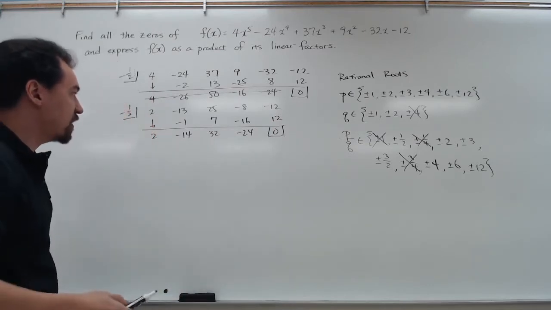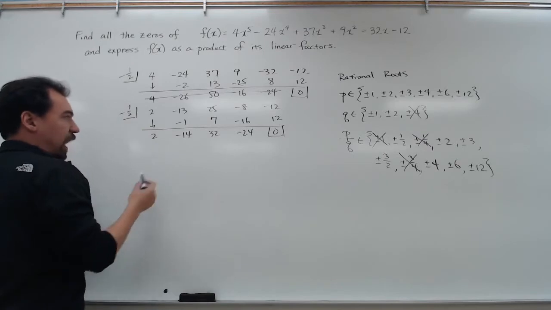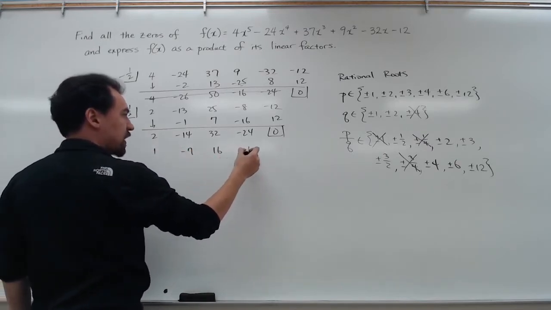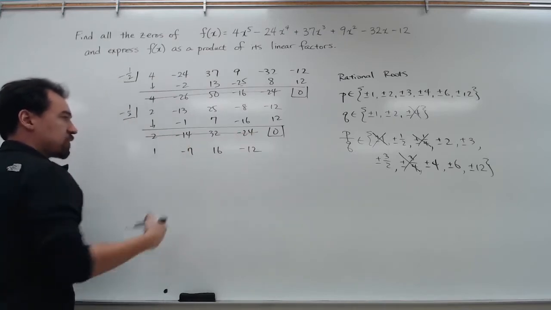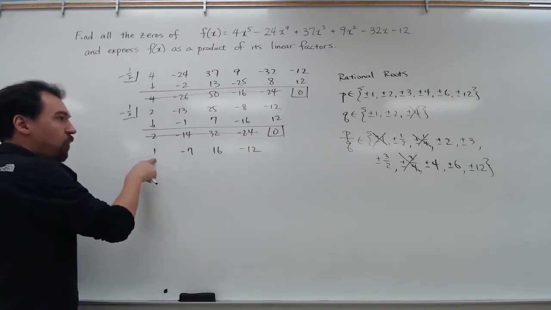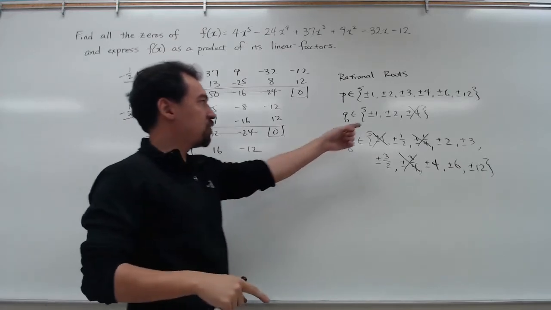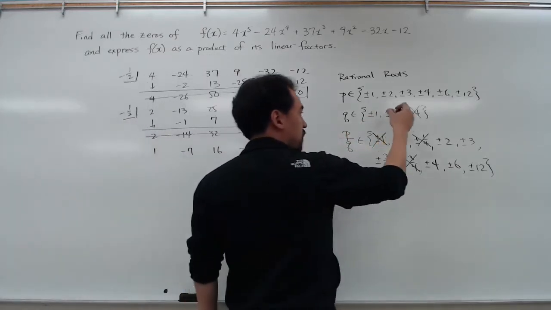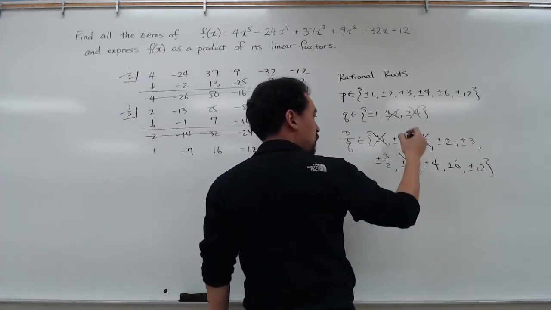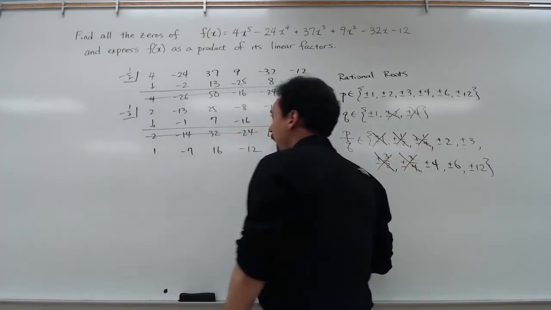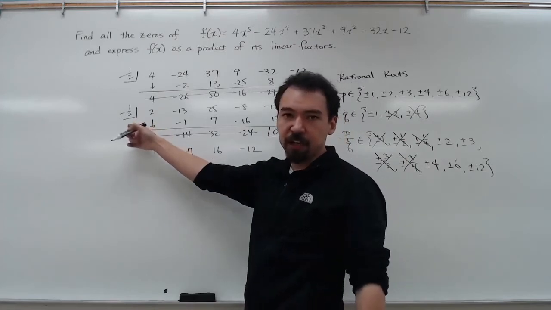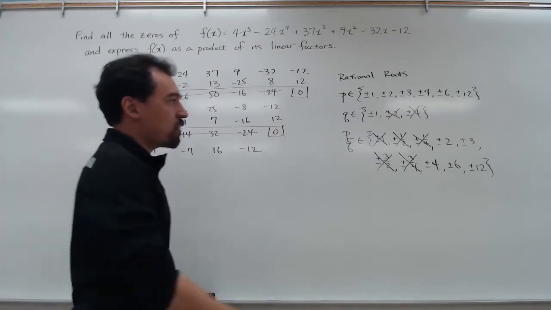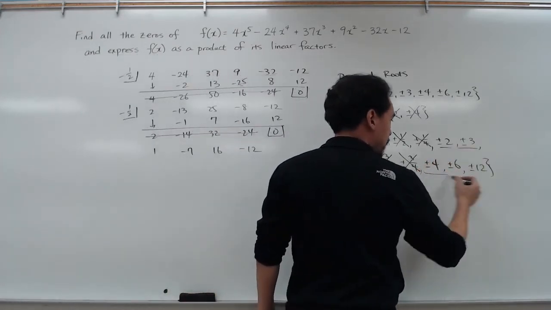It happened twice. Now I go down here, and I can divide everybody by 2 again. So I'm going to say 1, negative 7, 16, negative 12, cross out this row. That's what I'm dealing with. Now that I have 1, I can no longer have a q value of plus or minus 2, because 2 does not go into 1, so I can cross this out, which means everything with a 2 on the denominator is out. So I don't have to check -1/2 again, because I eliminated it from my list. Okay, so now I have a much smaller list of things to try.